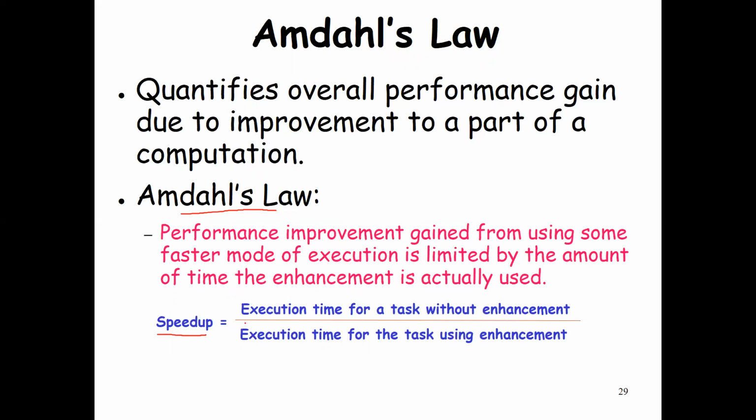That can be measured by using a generic formula like this: execution time for a task without enhancement. So the processor, before getting enhanced, what is its execution time for a given task, divided by execution time for the task using enhancement. After enhancement, when the same processor is used to execute a task, how much time it takes. So divide that. That will give the speedup.